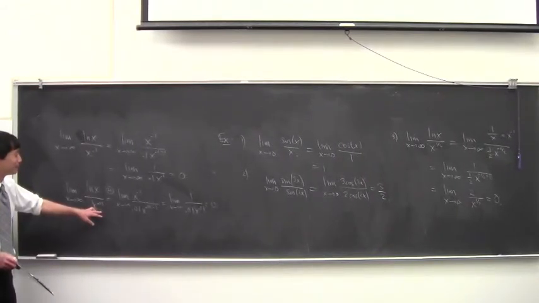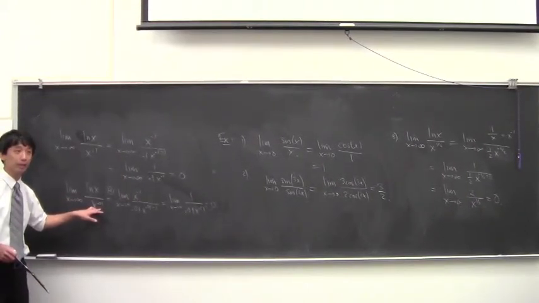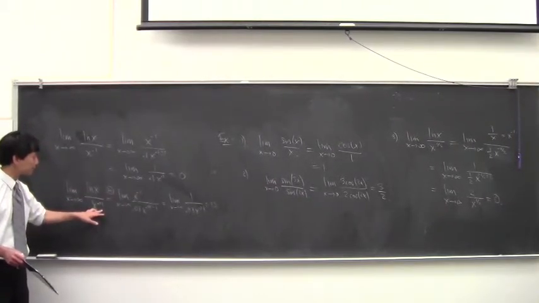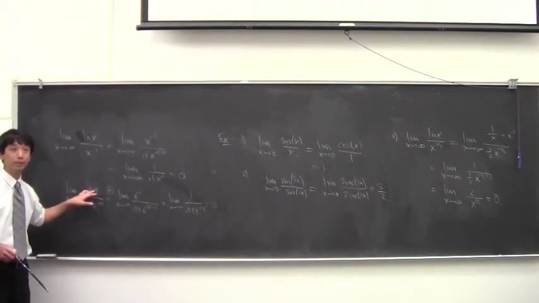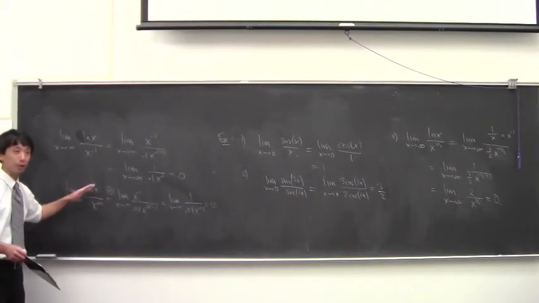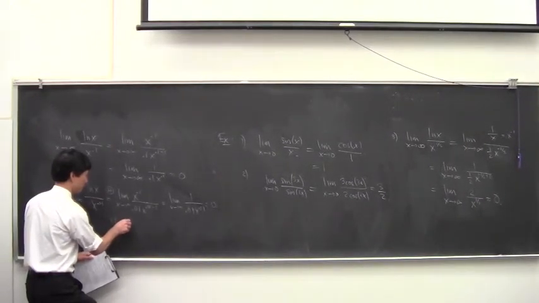Okay. So you get 0, right? So no matter how small the exponent here, natural log loses. That's sort of, natural log is slow. That's how you think of this. Natural log is slow.